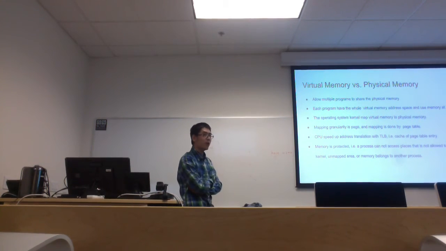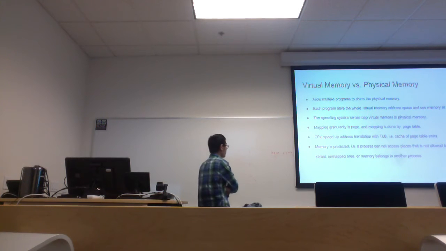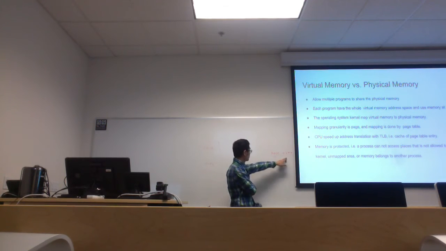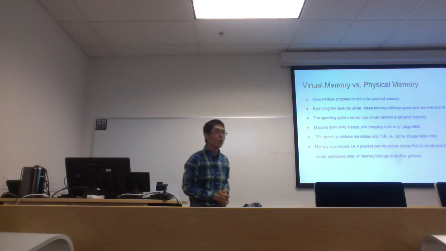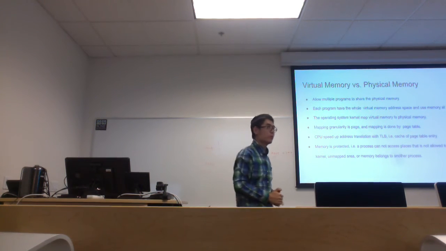So every time I need to go to some label in the code or access a global variable, this address would need to be translated using the page table. Where is the page table?